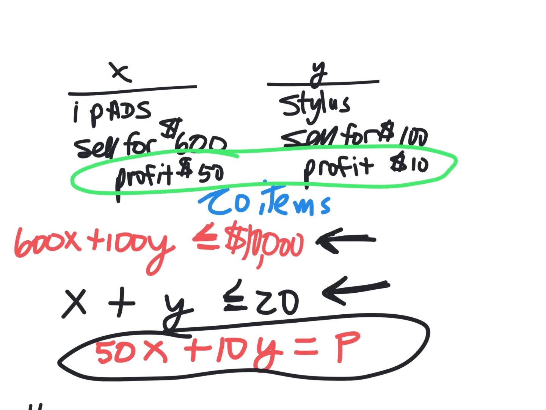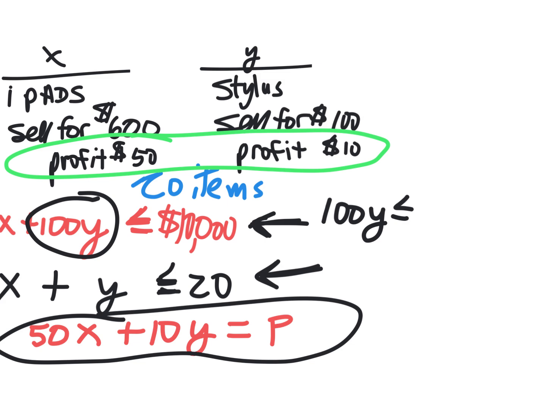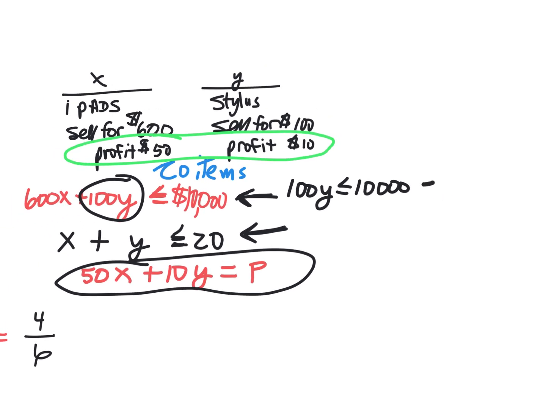All right, so this one, to solve it for y, you would have subtracted the 600x from both sides, and you would have had 100y is less than or equal to 10,000 minus 600x. Now, really what you ought to do is rearrange that and put this negative 600x first plus 10,000. I'm just flip-flopping them.